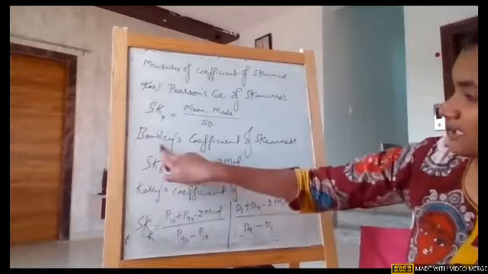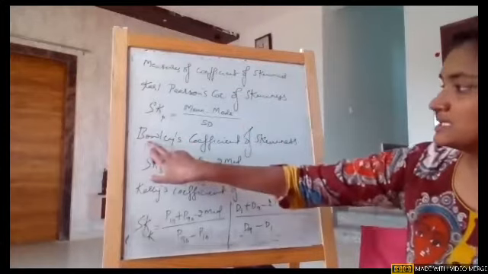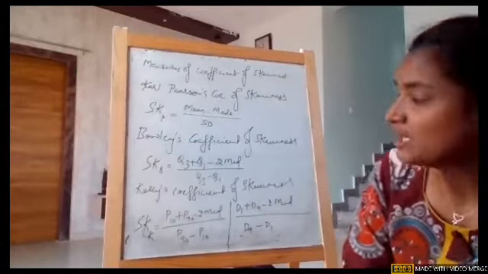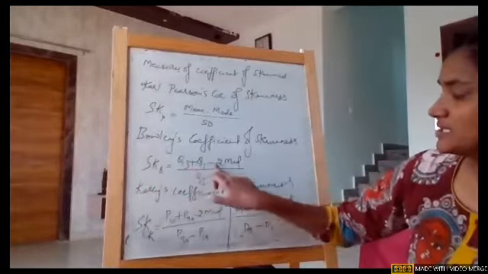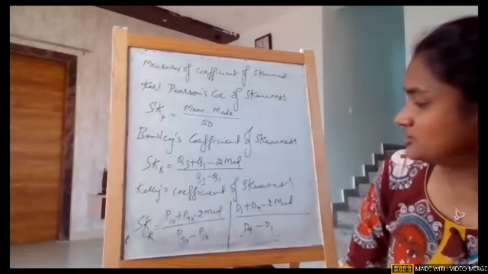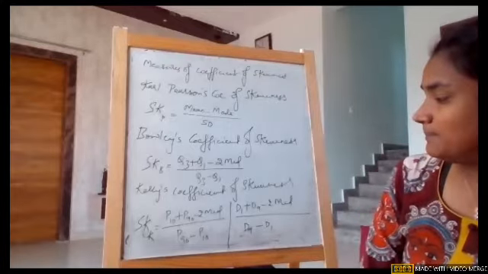And similarly, we have one more measure of skewness, which is Bowley's coefficient of skewness, because it is his name. He is also one more statistician, and this skewness is given by him. Because it is Bowley, it is denoted with SKB, which is Q3 plus Q1 minus 2 median divided by Q3 minus Q1. And Kelly's coefficient of skewness is denoted with SKK, which is based on percentiles.